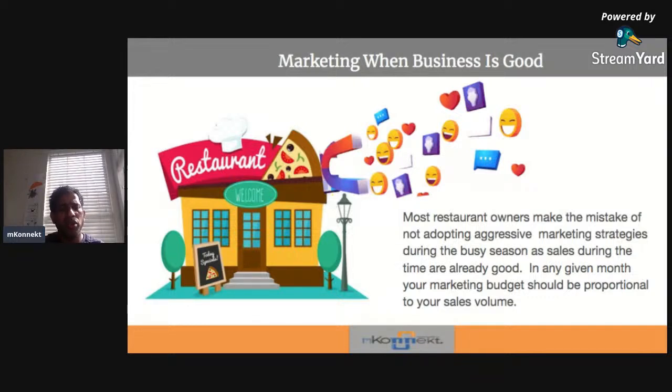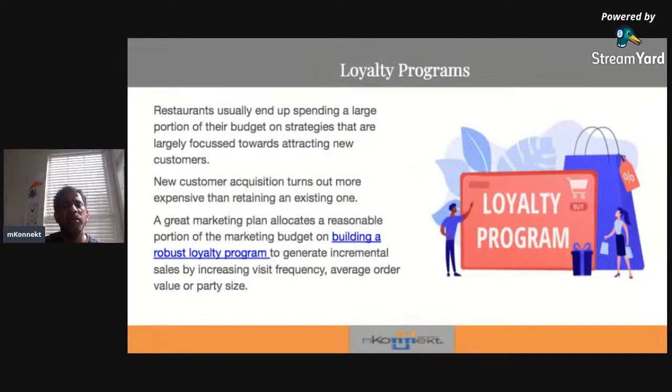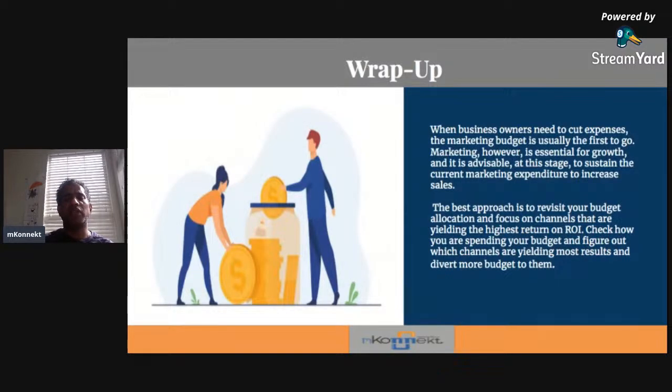So your marketing has to be consistent. It should not be a one-off thing, and you need to make sure that you are focusing on your loyalty programs, in the sense that you're catering to your existing clientele. If you're running a loyalty program, you need to make sure that it is also part of your marketing budget, and how much it works.